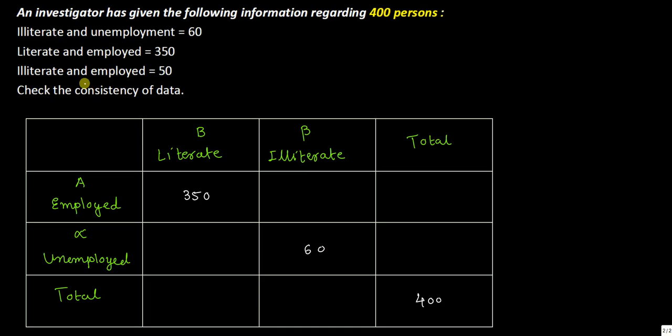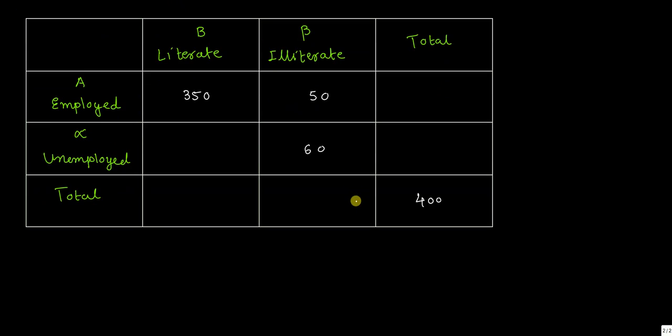Now illiterate and employed. This is illiterate and employed, which means A beta is given by 50. Now fill up the remaining values. First, 350 plus 50 is equal to 400.